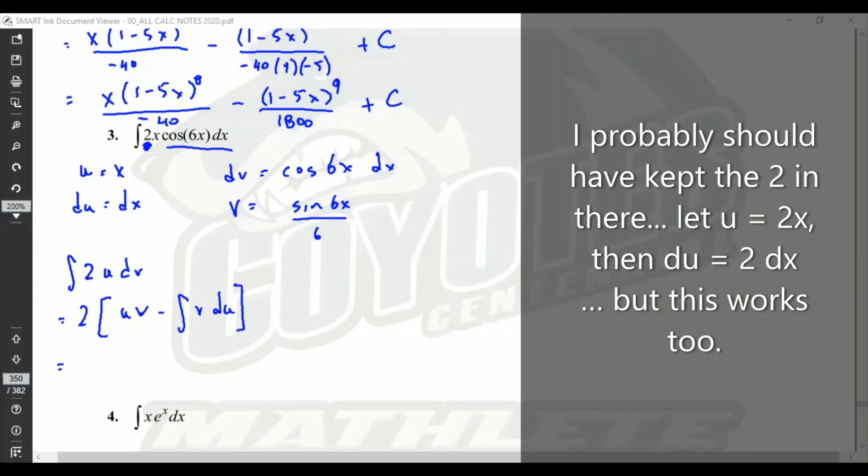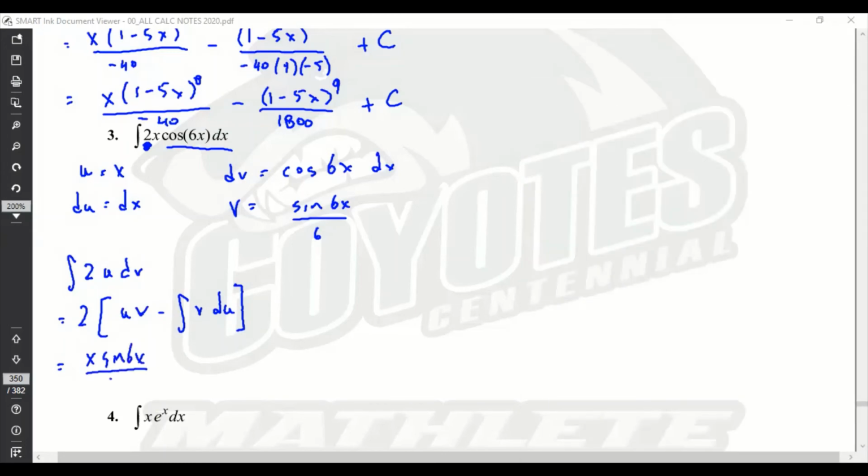Ends up being equal to 2 times x times sine 6x all over 6. So we divide out the 2. That's x sine 6x over 3. We're going to subtract. I'm just going to write that 2 here so I don't forget about it. The integral of v. So the integral of sine 6x over 6 dx.